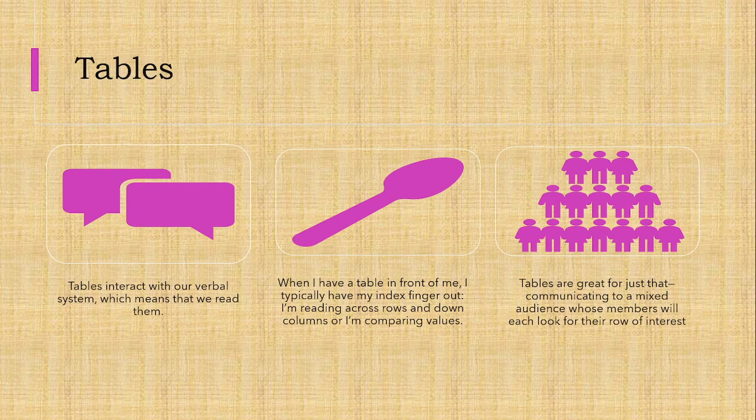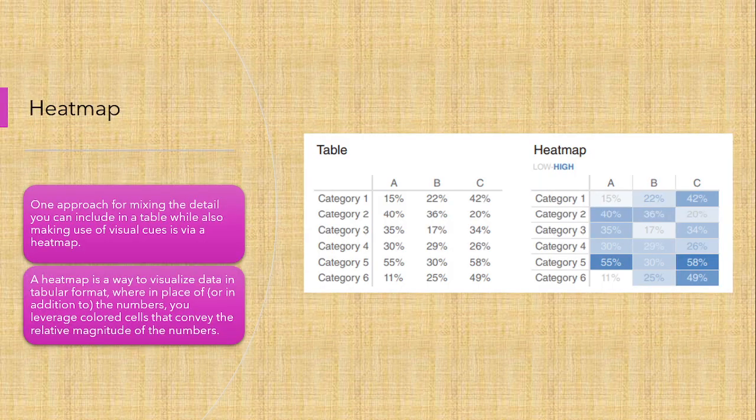So number 2 is tables. Tables interact with our verbal system, which means that we can read them, because I think everyone is aware of a table. This is something that we were introduced to when we were young, and even at this age we can understand it very fast, because we are just comparing rows and columns. So before I go to the example, I want to combine tables and heat maps and see the difference.